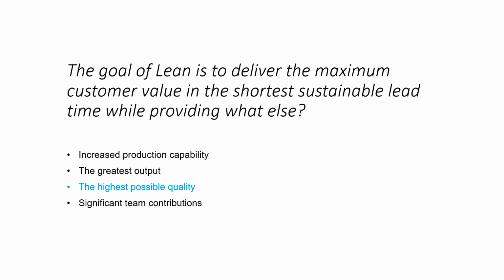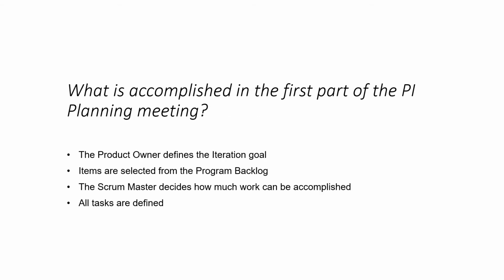Let's move to the next one. What is accomplished in the first part of the PI planning meeting? Okay, so this is a tricky question. The product owner defines the iteration goal, items are selected from the program backlog, the Scrum Master decides how much work can be accomplished, all tasks are defined.